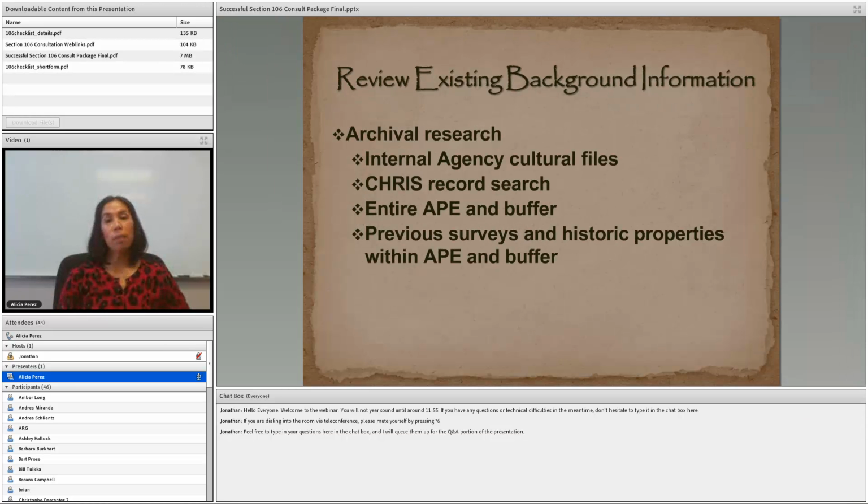You don't need to submit all of the results of your record search, so you don't need to attach all of the maps and all of the previous surveys or historic properties within the APE, but you definitely want to provide a summarization or even a table that indicates exactly what you found in your record search. Our office does recommend that your archival research efforts are no more than 2 years old. If you're using something older, just explain why it's still applicable and it provides the information that you need to identify historic properties.